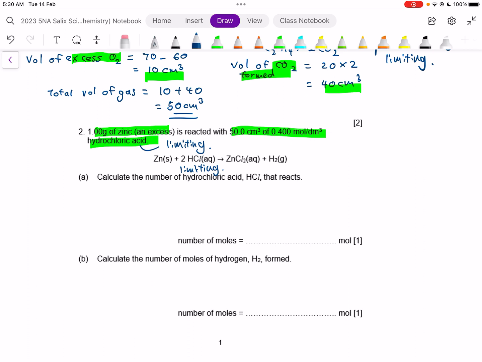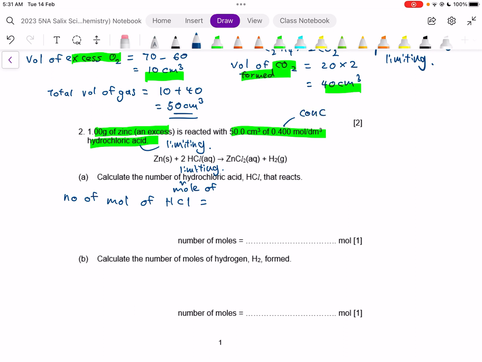Very obvious already. The other one is the limiting. Okay, so let's find the number of mole. Please add this in. Number of mole of HCl. Okay, so you are given, this one is the concentration.